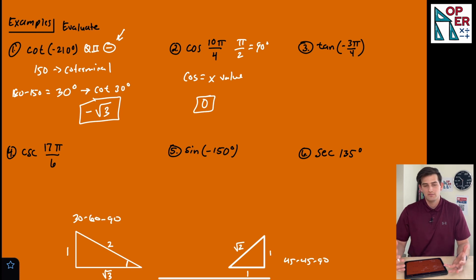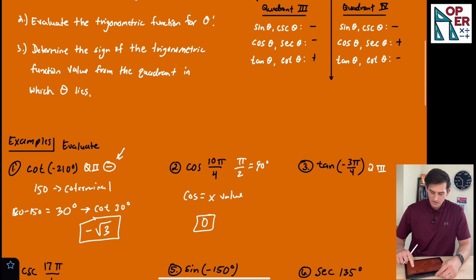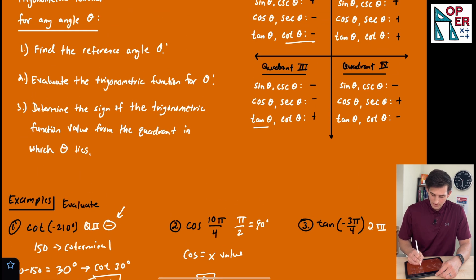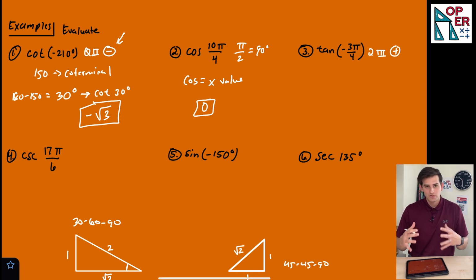So let's think about where negative 3 pi over 4 would land us. Our terminal side is negative, so we're going clockwise. Negative 3 pi over 4 ends up in quadrant number 3. And we need to look at tangent in quadrant 3. Tangent in quadrant 3 is positive. Okay? All right, so now quadrant 3, negative 3 pi over 4.